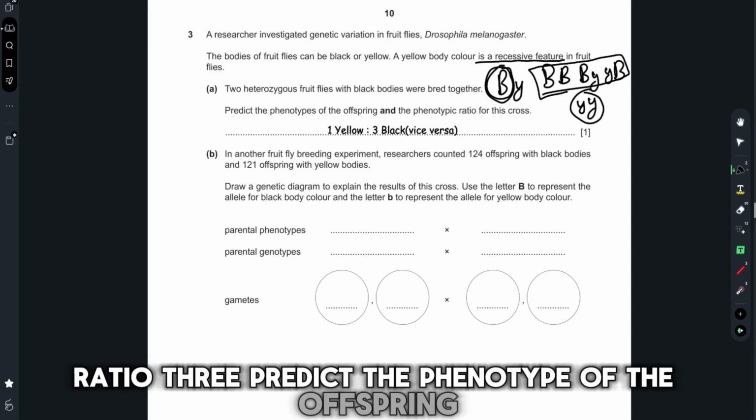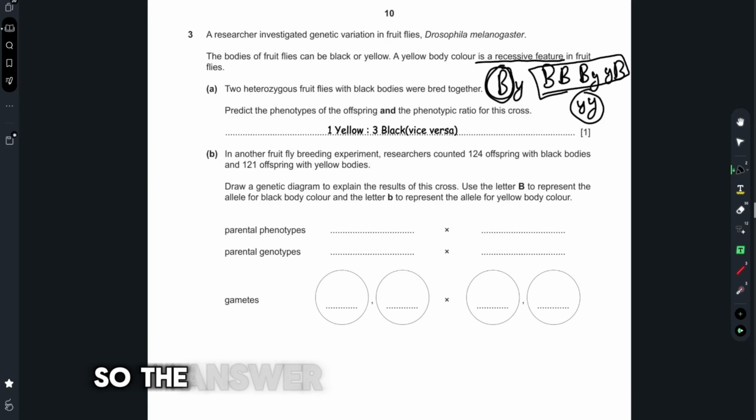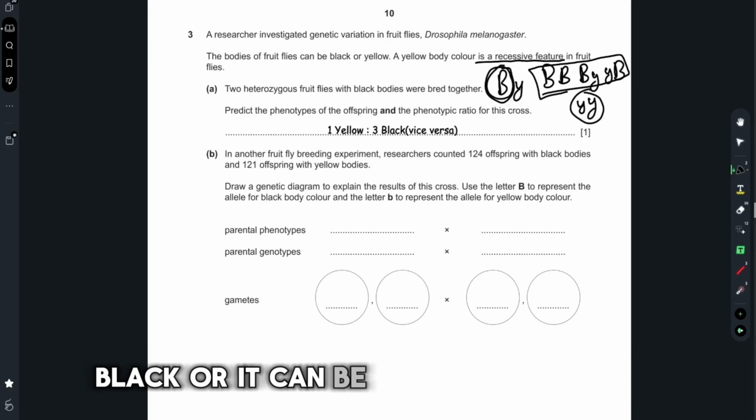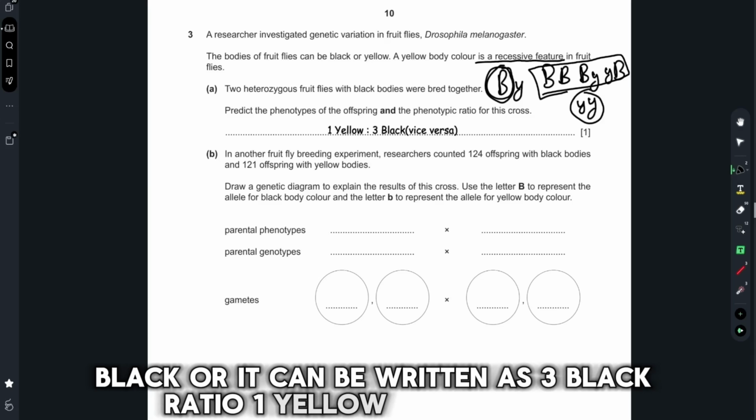Predict the phenotypes of the offspring and the phenotypic ratios for this cross. So the answer to this, as I've already told, is 1 yellow and 3 black. Or it can be written as 3 black ratio 1 yellow. 1 mark.